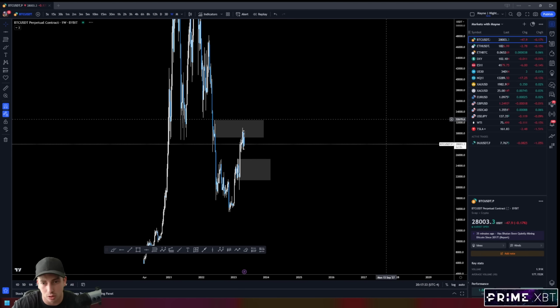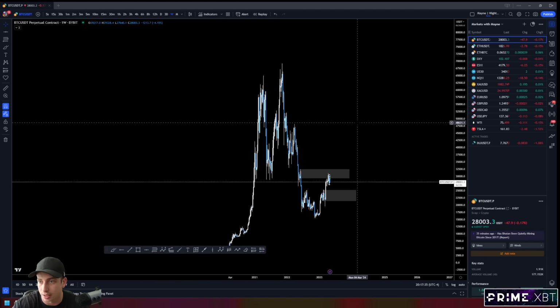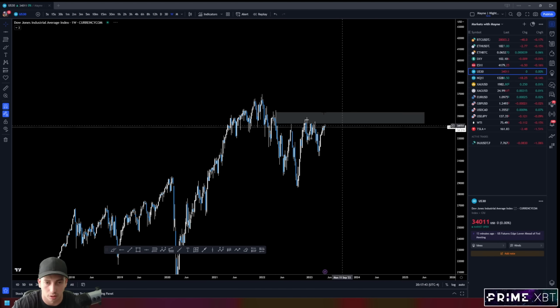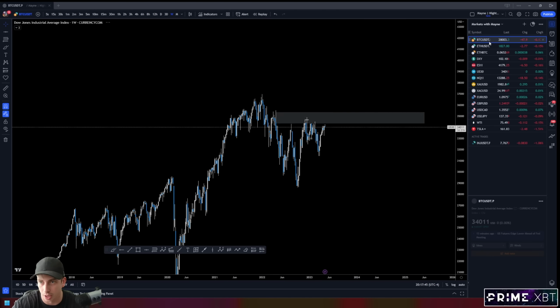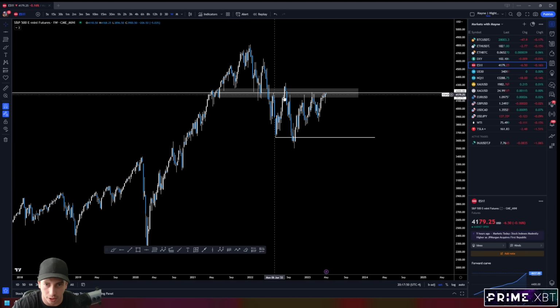In terms of the macro top, it's very hard to say. Equities look way better than crypto. A lot of these look way better than crypto. ES came to a super key level here. You can see it failed this level so many times, 4,200 in this little kind of order block.